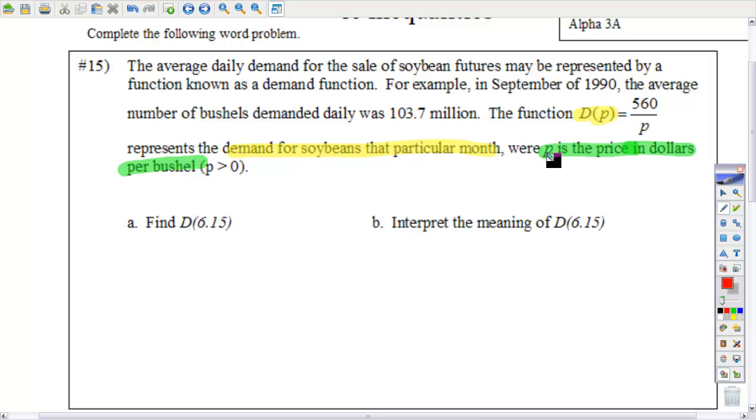So let's say the price is $5 a bushel and D of P is 30 million. That means that you're selling it at the price, whatever I said it was, $5 a bushel, you're going to sell 30 million bushels. Keep in mind that D of P is measured in bushels.